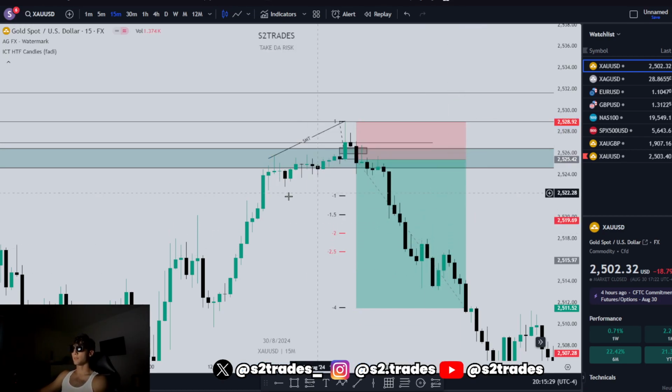SMT. I would have seen this if I was trading. There's an SMT, a liquidity sweep, inverse fair value gap, and a change in state of delivery. This is an A+ setup, okay?